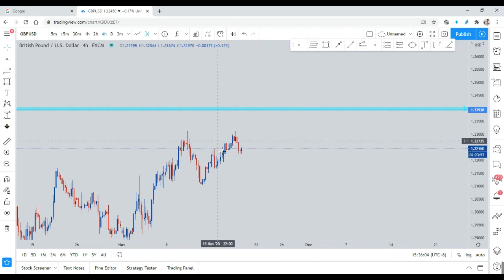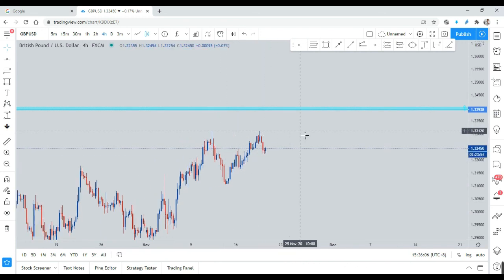possible diamond setup. Alright guys, so hopefully you learned a few tips or tricks about this trade.